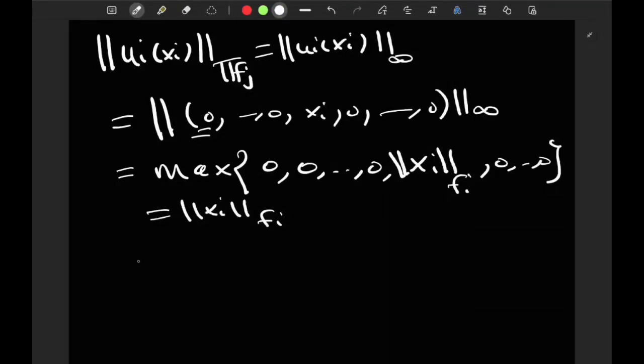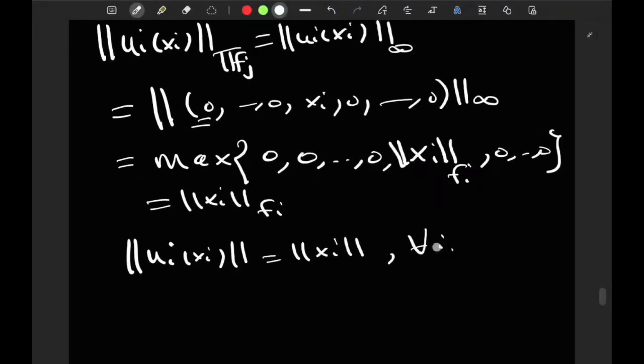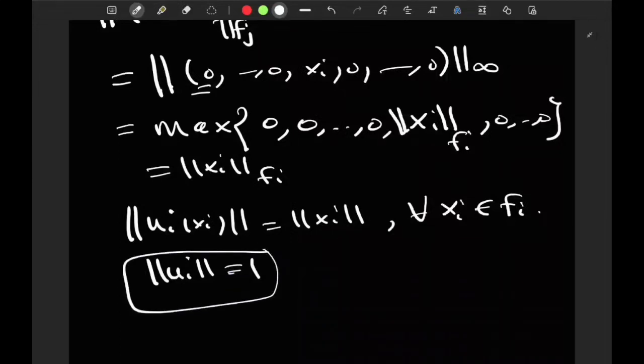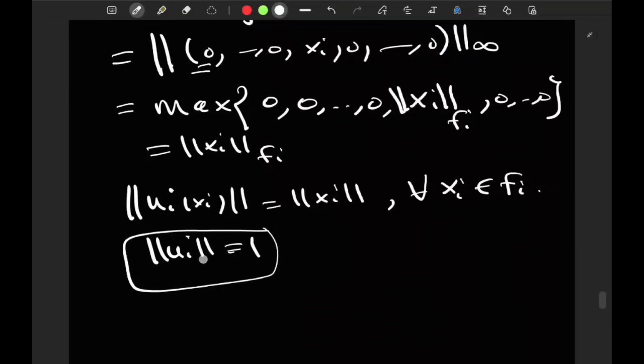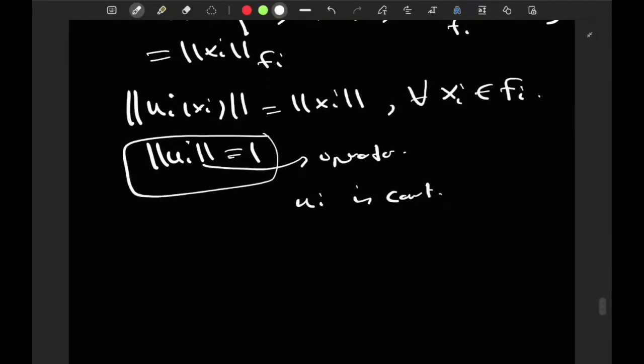This means that the norm of ui of xi will be equal to the norm of xi, and that's true for all xi in fi. So this means that the norm of ui is actually equal to 1. It's not just that it's less than or equal to 1. We can actually say the operator norm of ui is equal to 1. And that's why ui is a continuous, bounded linear map.